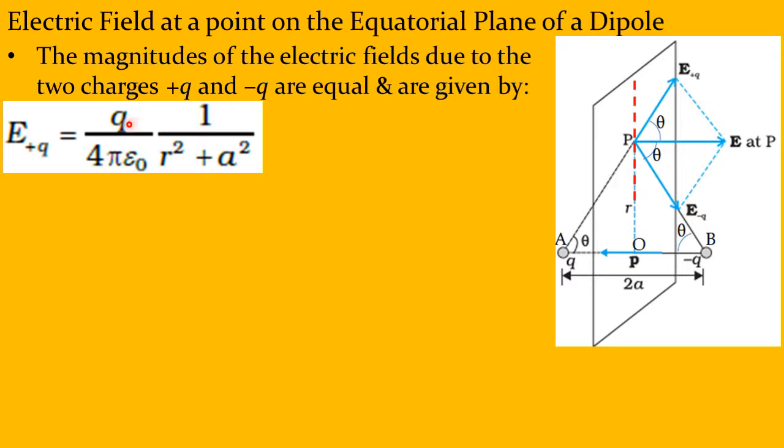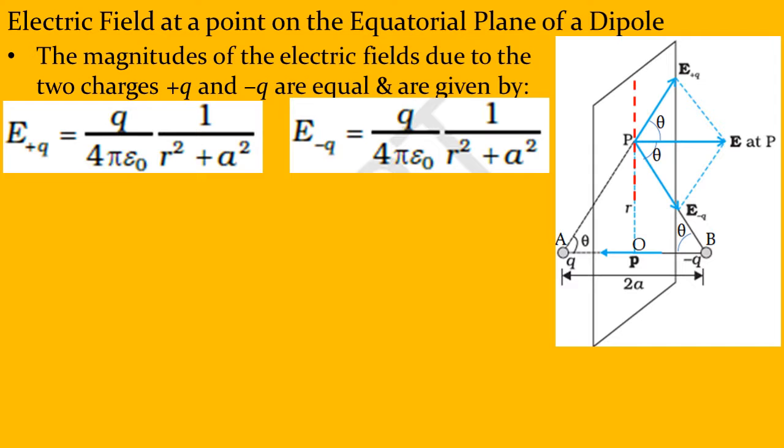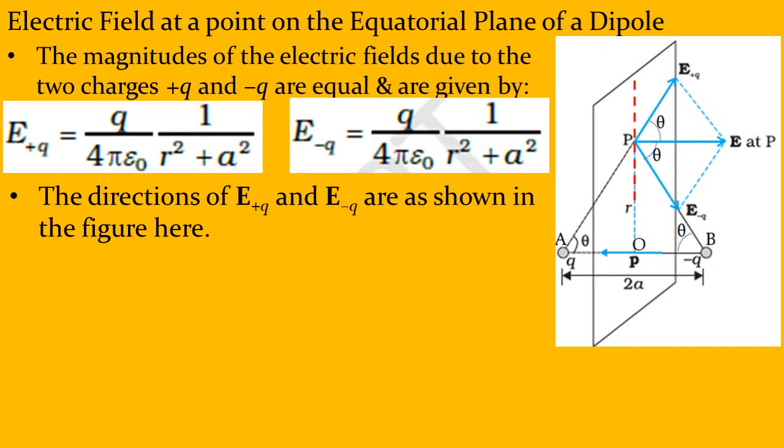In the numerator, I have the magnitude of the charge Q. What is the magnitude of the electric field due to minus Q? The magnitude of the field due to minus Q is also the same, because the magnitudes of both the charges are the same and the distance is also the same. But let us see the direction. The direction of the field due to charge Q is in the direction AP and beyond.